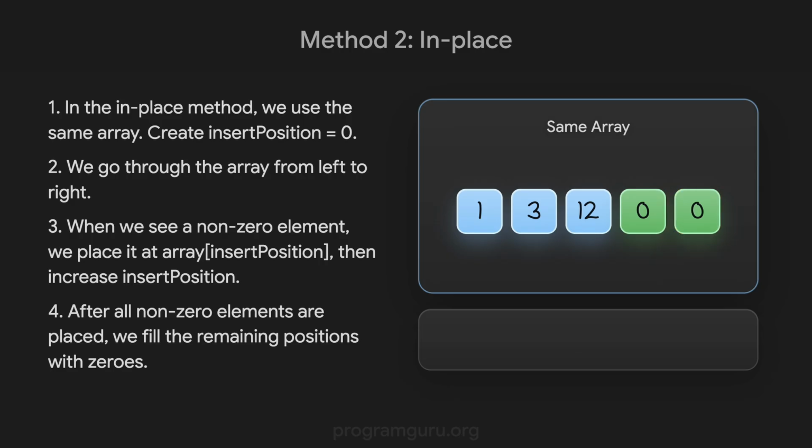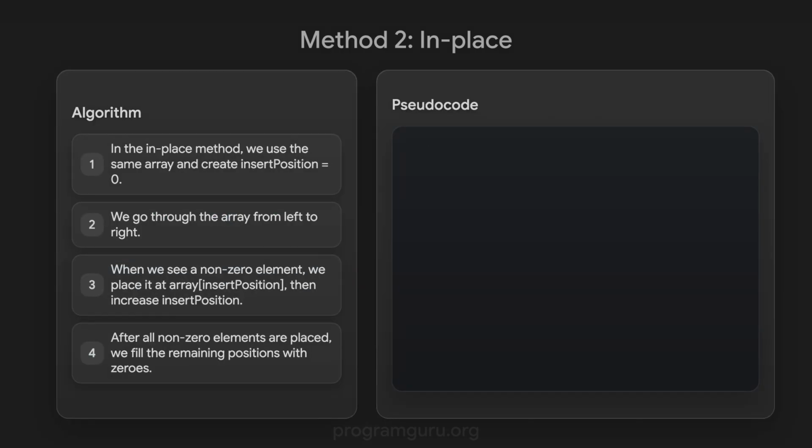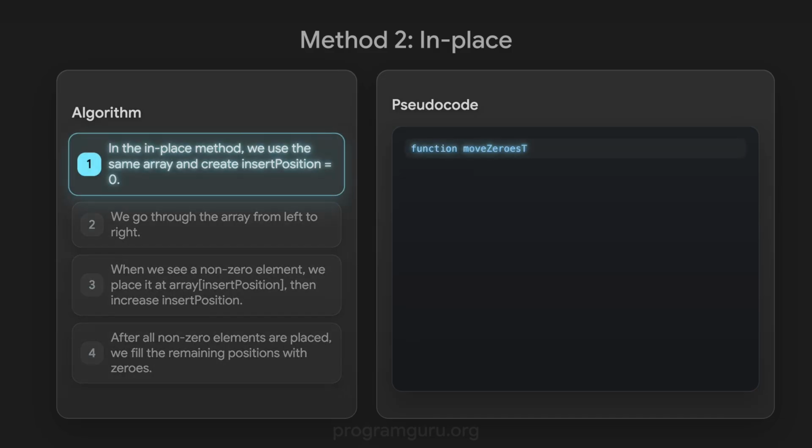So in the inPlace method, we use the same array. First, we copy all non-zero elements to the front. Then we fill the remaining positions with zeros. Now let us convert the inPlace algorithm into pseudocode. We write the function, move zeros to end with array as input.